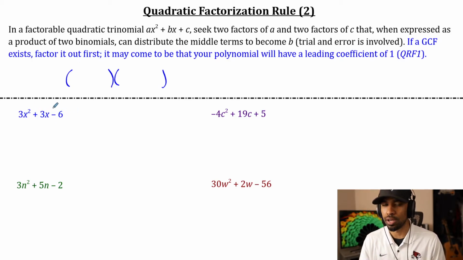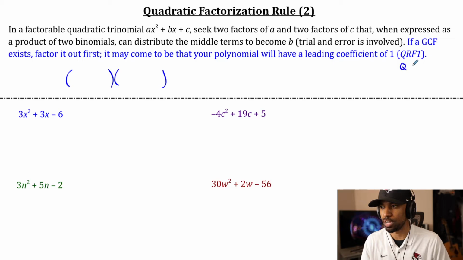First one's not a real one. First one has a greatest common factor. You'll see what I mean with it in a moment. But there it is. So one minor note, if a greatest common factor exists, like in blue here, factor it out first, and it may come to be your polynomial will have a leading coefficient of 1, just like the quadratic factorization rule 1. This should say QFR1, not QRF1. QFR1. Go to the previous video if you want to see more to that, because we're going to do one here in just a moment.